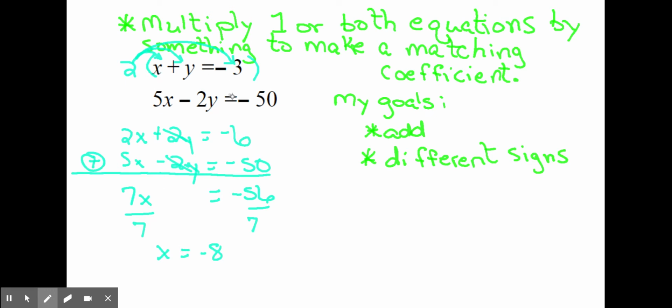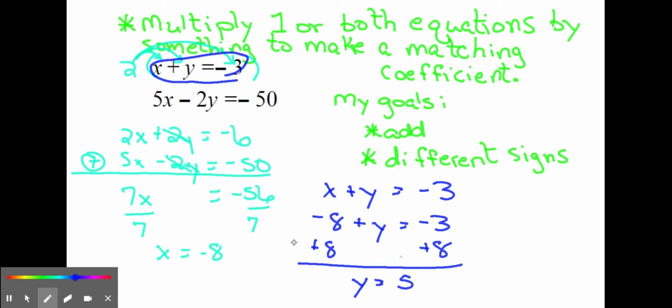Now, go back to your original equations, and I want you to pick one of the original equations. We could use the new equation because it's equivalent, but it's going to have bigger numbers to deal with. So go back to your original, choose whichever one you like best, and solve for y. I chose the first equation. I substituted -8 in for x, and I got that y was 5. So what is the solution to this system? Where do these two lines intersect? They intersect at the point -8, 5.